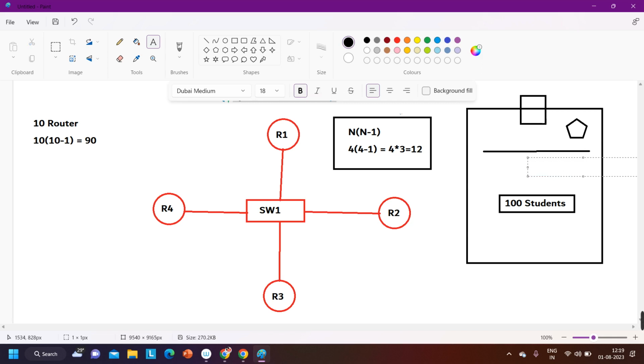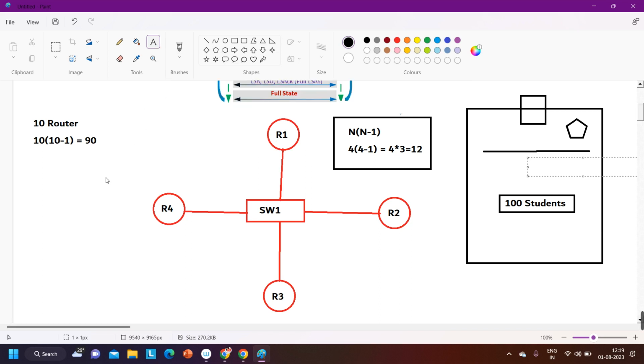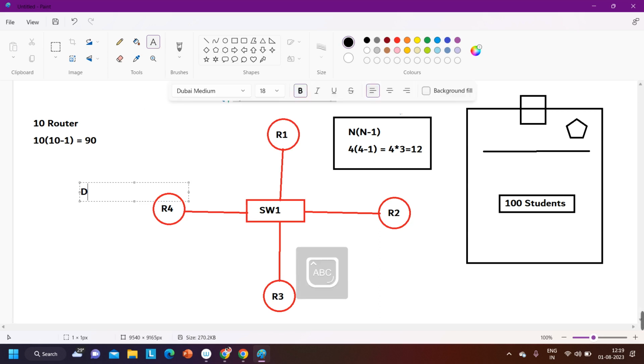Am I right? Yes. In the same way, in this network, if every router is sharing its database with each other, there is flooding. We need to reduce this flooding. So that's why we will elect one router as the monitor router, and that monitor router is called the DR. DR stands for designated router.